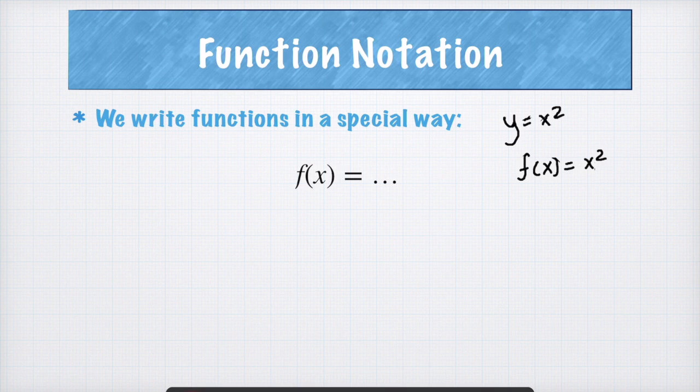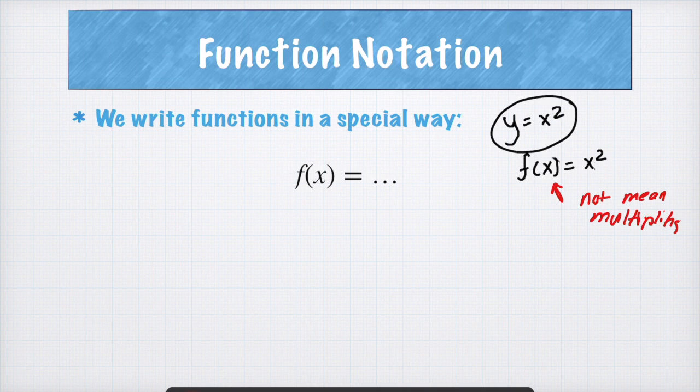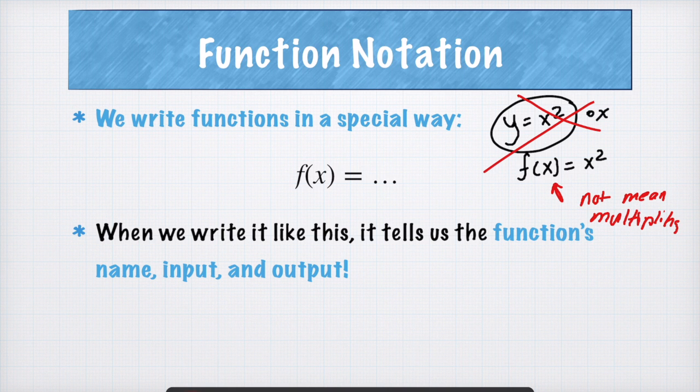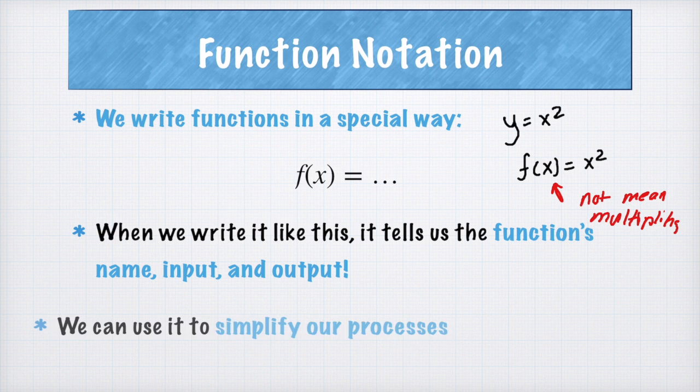Now note here that this does not mean multiplication. We are not multiplying anything here. It doesn't mean that we're taking this stuff and multiplying it by x. That is not what is going on here. What's actually going on is it's just telling us what our input is. And when we write this, it tells us what the function's name is, its input, and its output. We'll talk about those in just a second.